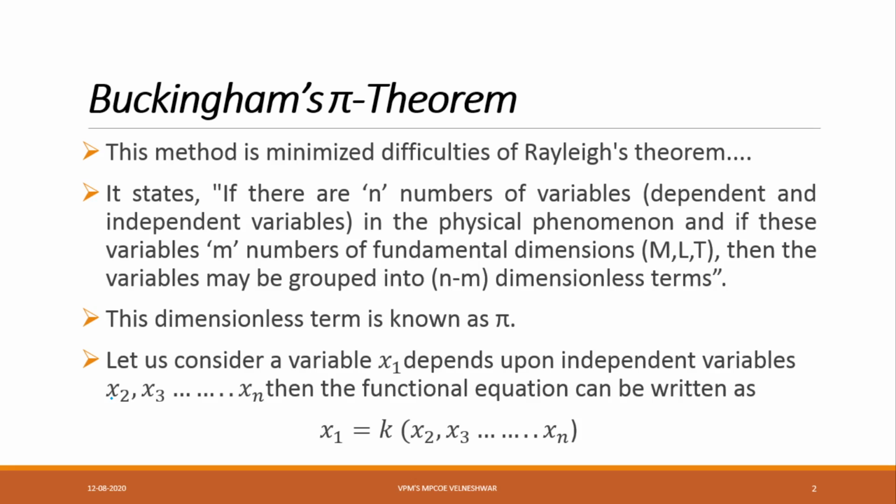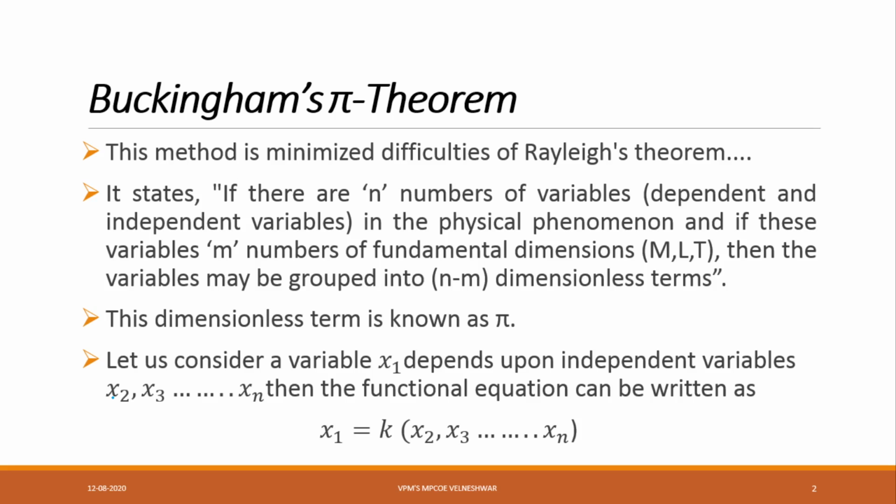Before going to the topic, let us know what this Buckingham's theorem is. What we are doing here: this method minimizes the difficulties of Rayleigh's theorem. In Rayleigh's theorem, what did we find difficult? Suppose you have three or more variables, like length, volume, sorry, velocity, viscosity. If more than four, what we have done is prefer the most important value, and we have solved our numerical.